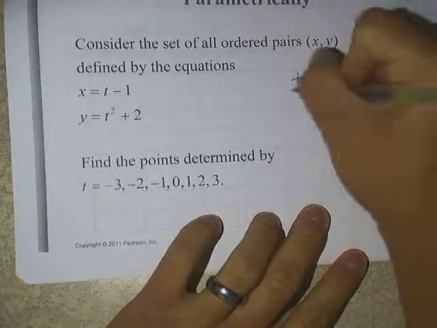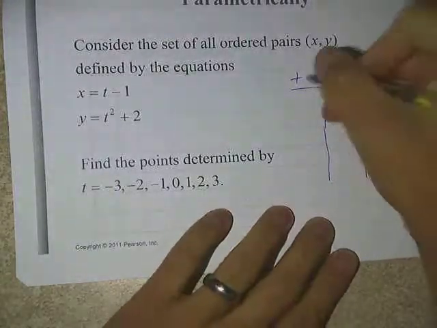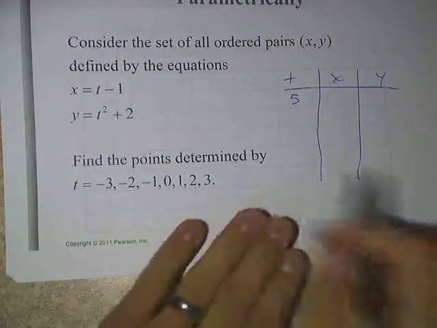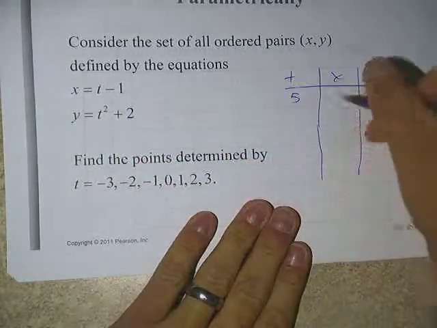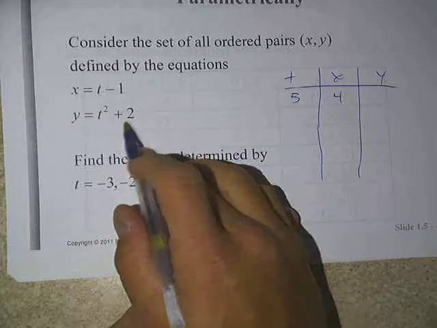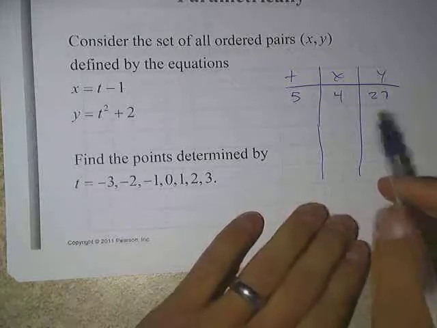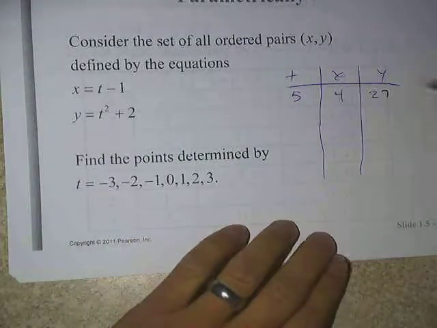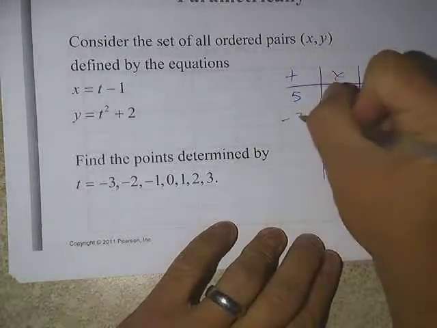So when I make a chart for something like this, instead of an XY chart, it's going to be a TXY chart. For my particular example, I want to know where this object is at time 5. I'm going to plug a 5 into the x equation, so 5 minus 1, which is 4. And if I put a 5 in here, I'm going to get 25 plus 2, which would be 27. Then when I graph this relation, I'm going to plot the point 4, 27 somewhere on the coordinate plane.